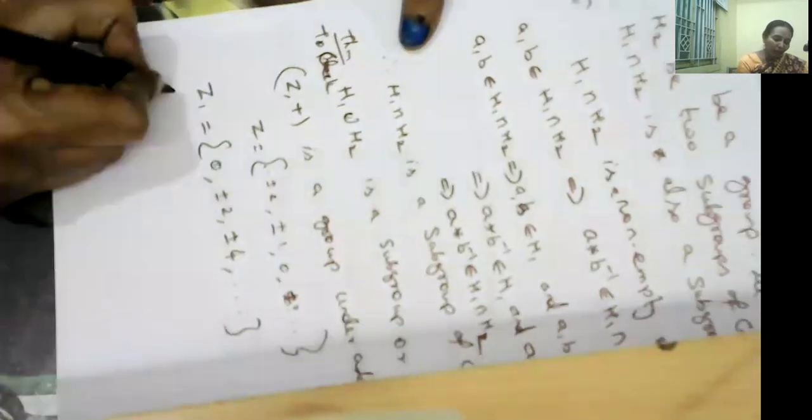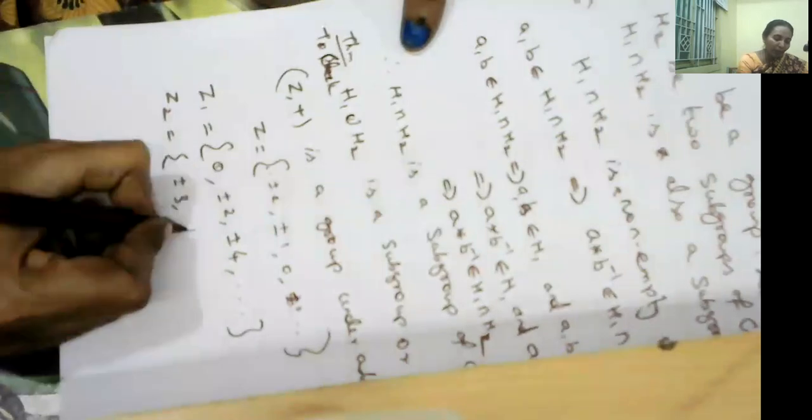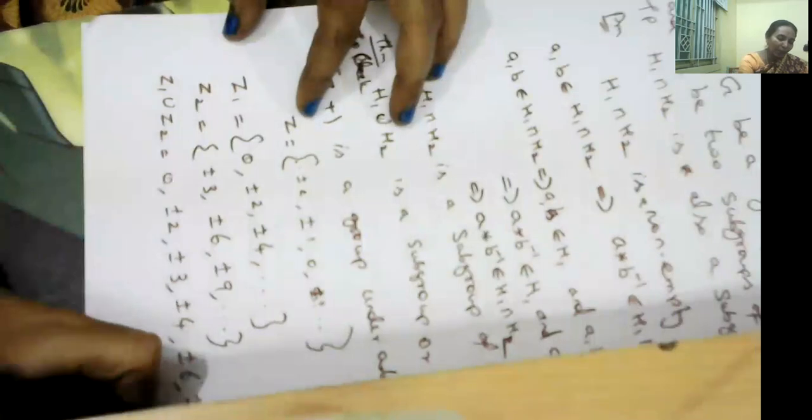Then Z2, another set. We are taking multiples of 3: plus or minus 3, plus or minus 6, plus or minus 9, and so on. Now combining Z1 union Z2, it becomes 0, plus or minus 2, plus or minus 3, plus or minus 4, plus or minus 6, plus or minus 9, and so on. So this is the Z1 union Z2 set.